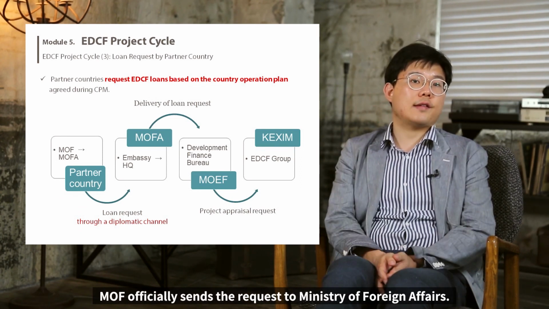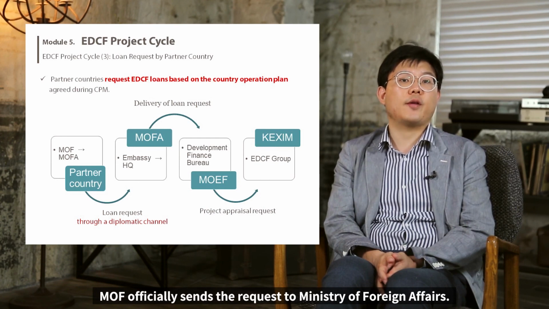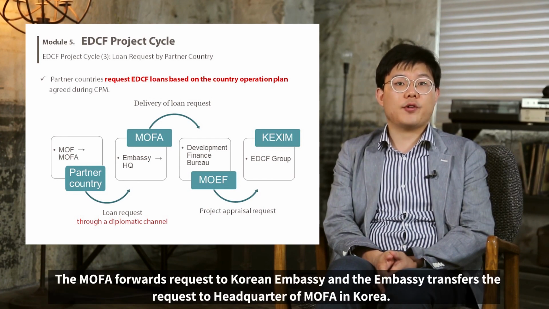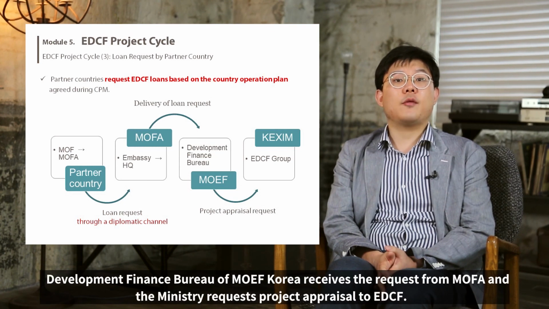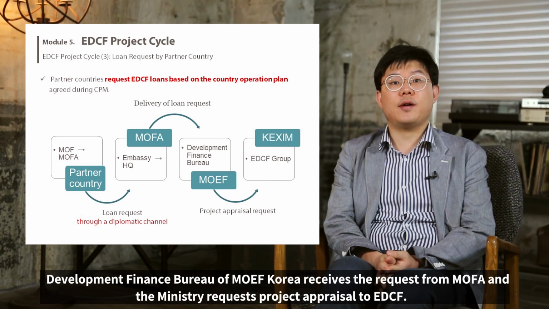MOF officially sends the request to Ministry of Foreign Affairs. MOFA forwards the request to Korean Embassy, and the Embassy transfers the request to headquarters of MOFA in Korea. Development Finance Bureau of MOEF, Korea, receives the request from MOFA, and the Ministry requests project appraisal to EDCF.